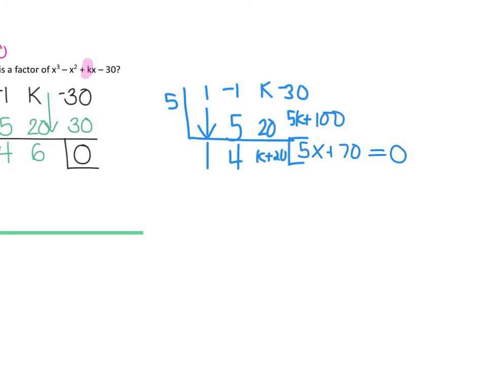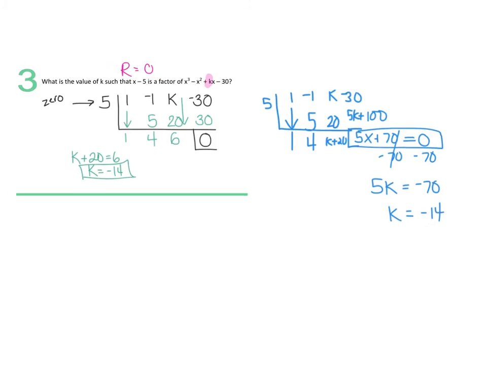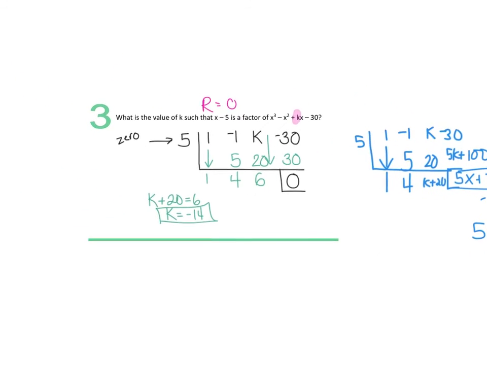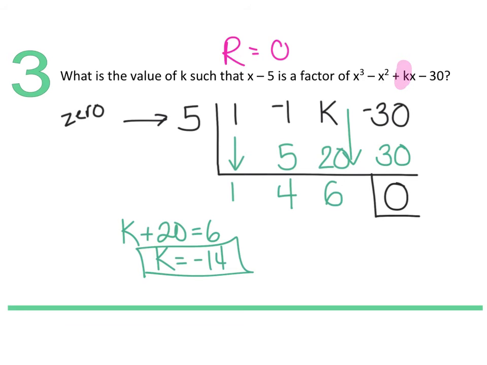But I know that that has to equal 0 because that's the remainder. So if you just take this 5k plus 70 and solve it, then you'll also get the value of k. So kind of another way to think this through. 5k equals negative 70, divide both sides by 5, and I get k equals negative 14. So latch on to whichever way you like better. I'm guessing most of you are going to like this logical reasoning way, but you could completely do synthetic as well.